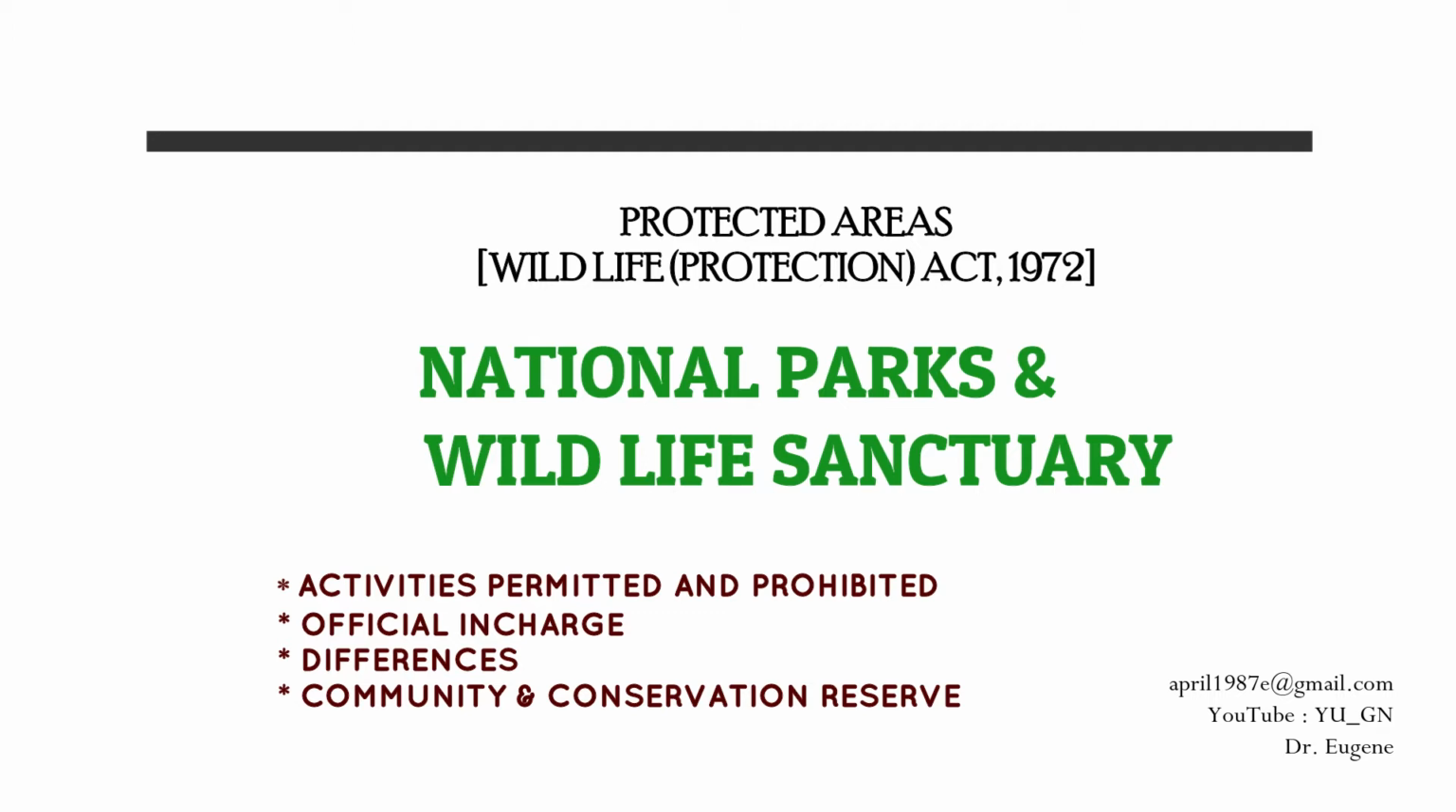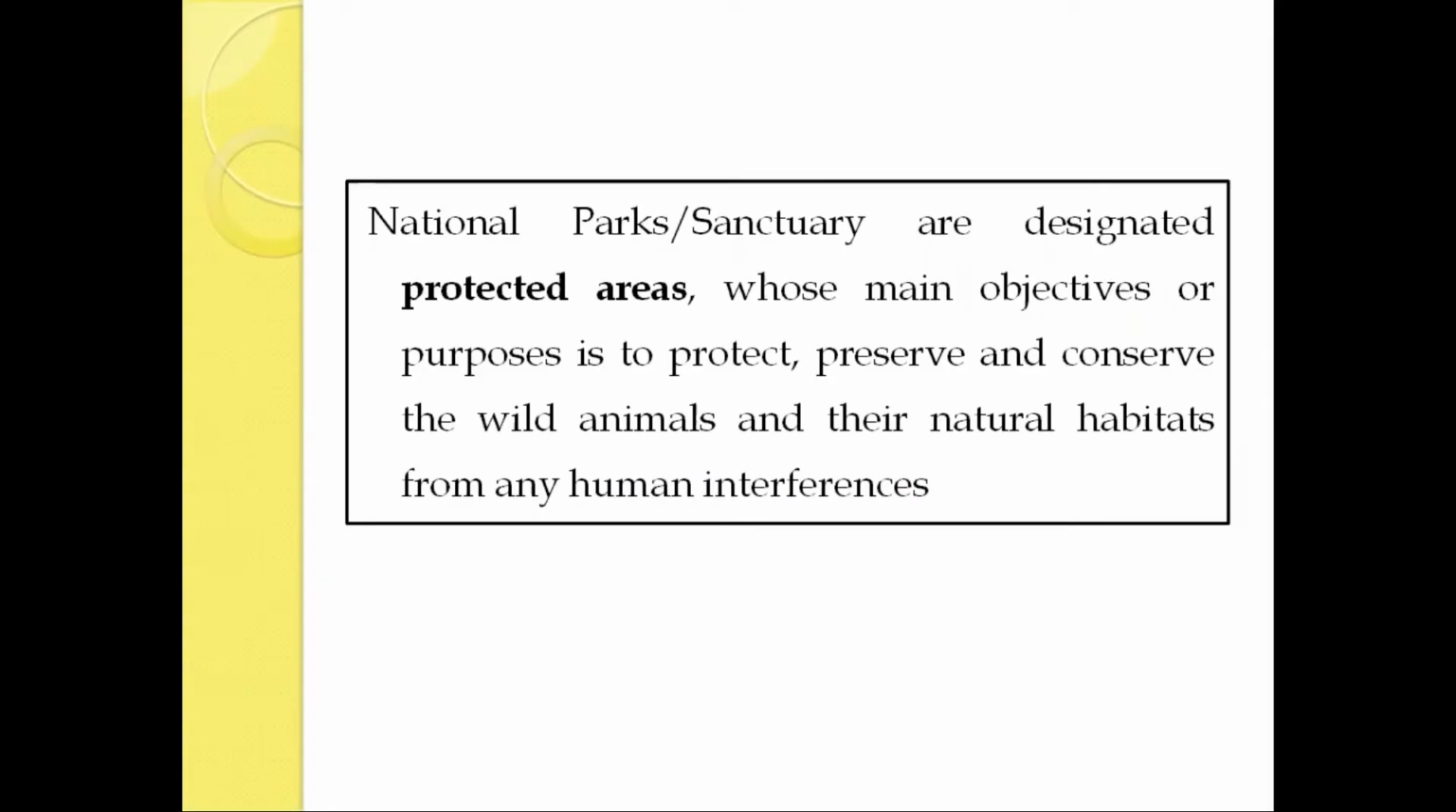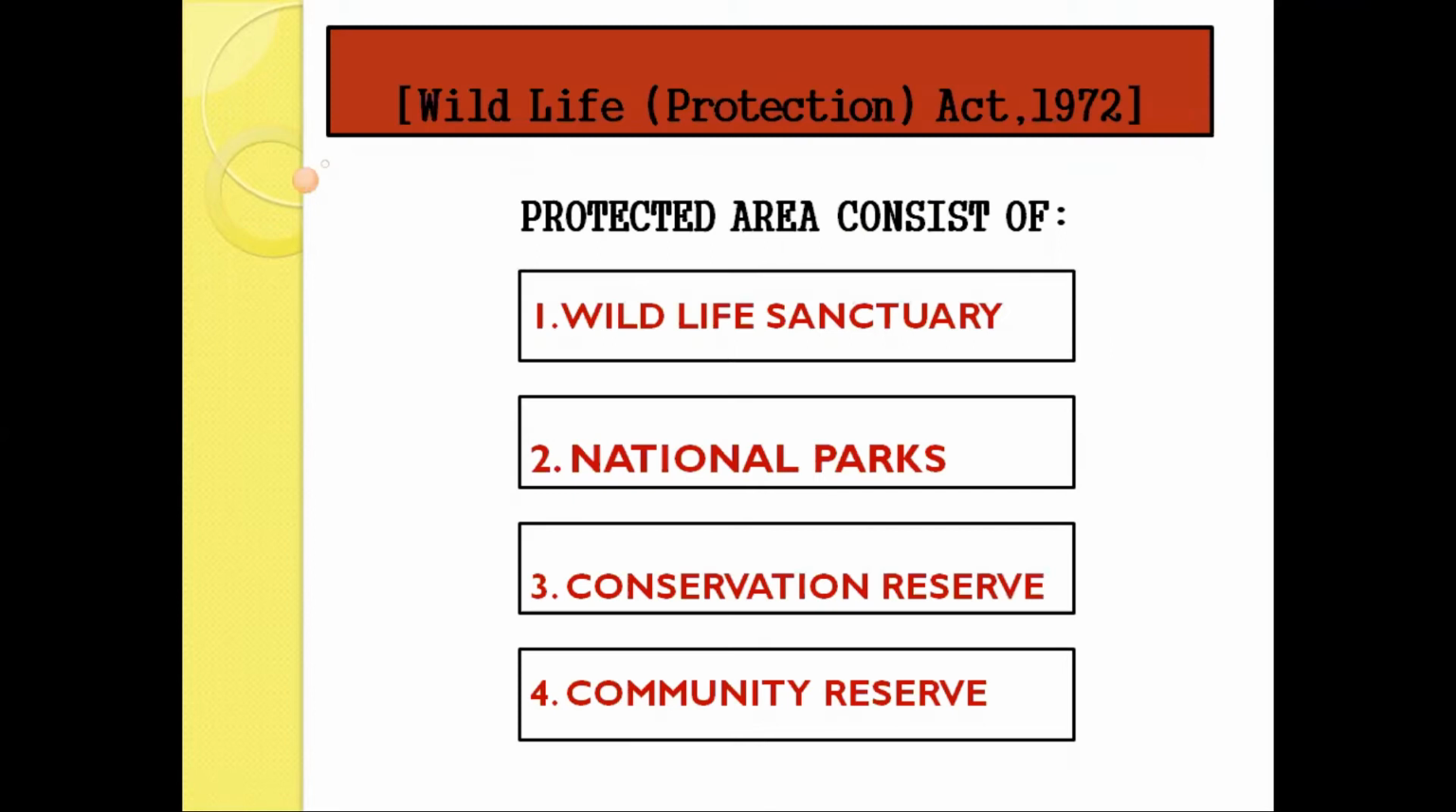So to begin with, what are national parks and wildlife sanctuaries? National parks or wildlife sanctuaries are designated protected areas whose main purpose is to protect, preserve, and conserve wild animals and their natural habitat from any human interference. As per the Wildlife Protection Act 1972, protected areas are categorized into four different types: wildlife sanctuaries, national parks, conservation reserves, and community reserves.